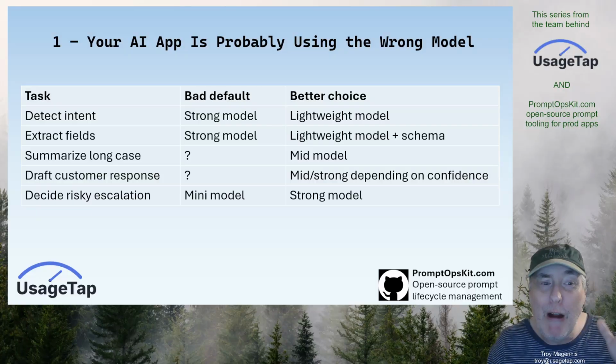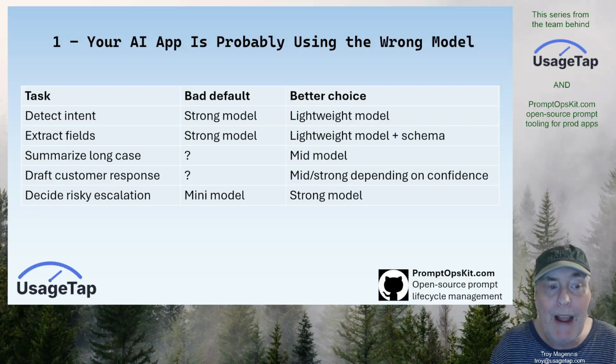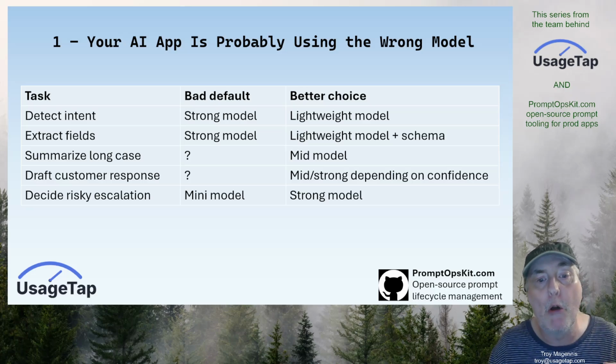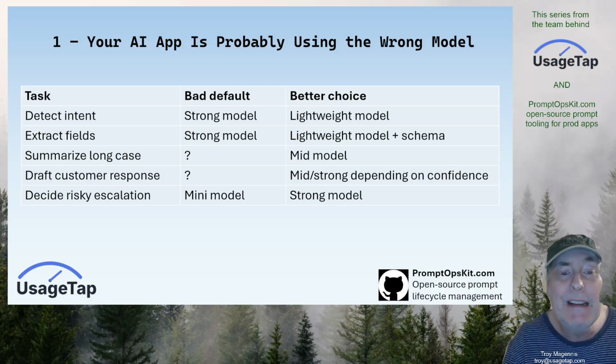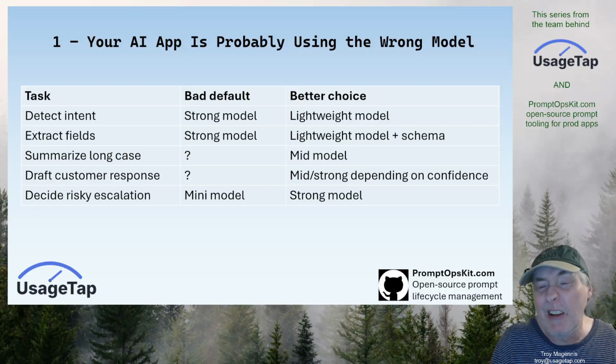Now, there's some middle ground there where application context, like summarizing a long support case or drafting a customer response, is the gray area where you're going to have to make your decision on a case-by-case basis or use a model to help you make that decision. And then there's some where the user is going to take action on this, and that action might be irreversible or harmful. And in that case, you really want to use the strongest model that you have available.